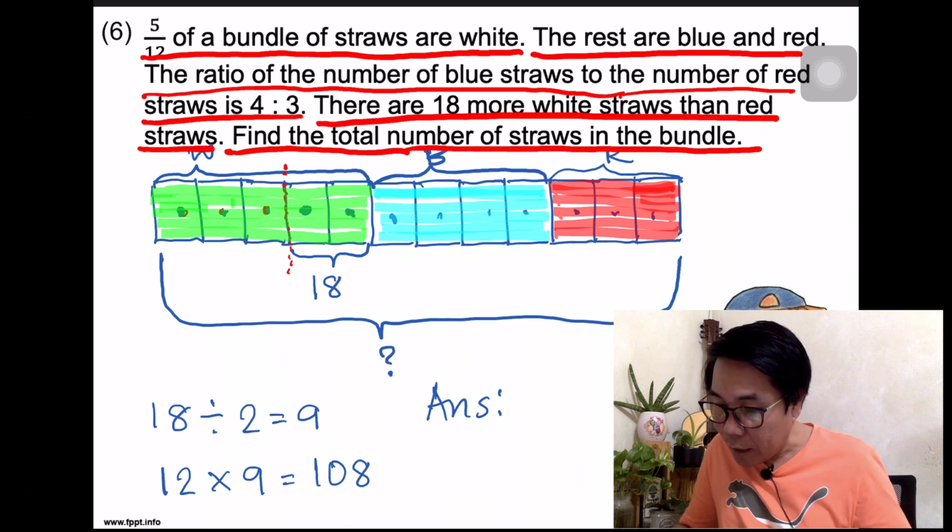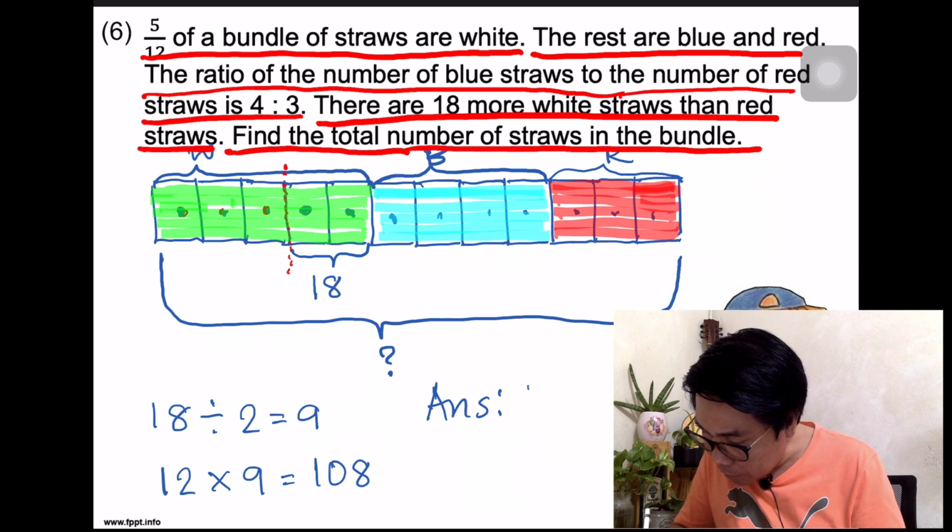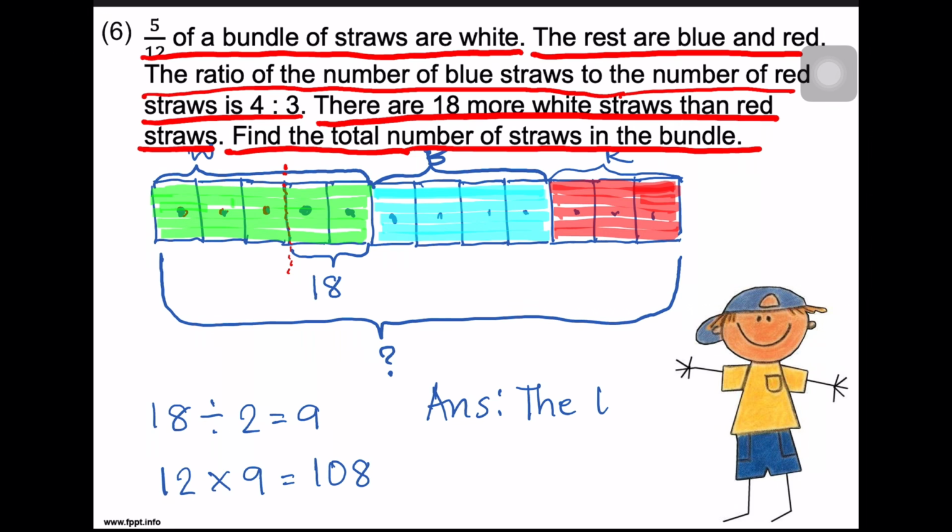It says here, find the total number of straws in the bundle. So the total number of straws is 108. Let's highlight this one, our answer. So that's it. We have solved 6 problems involving ratios.